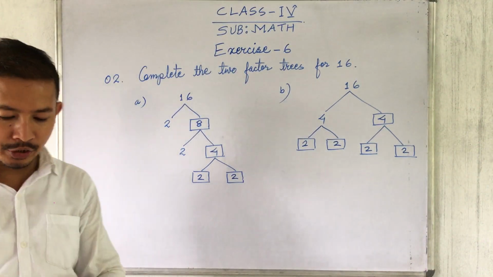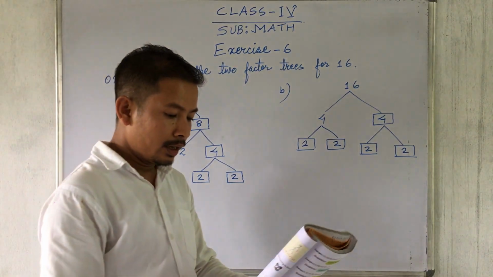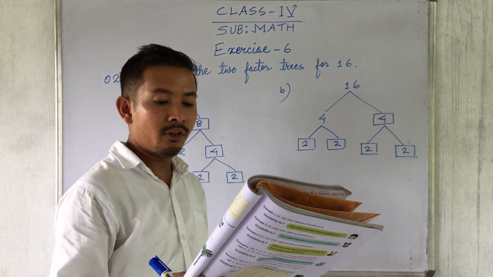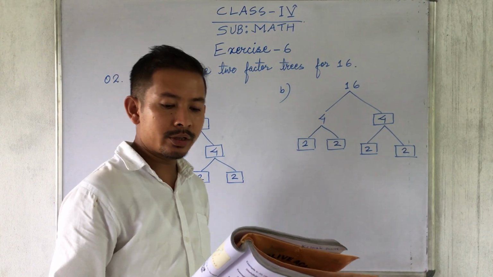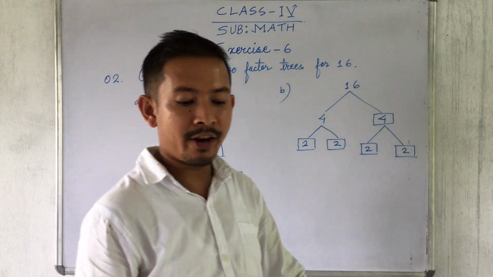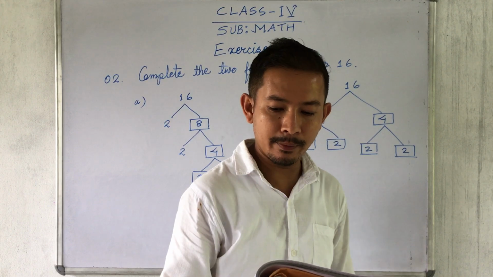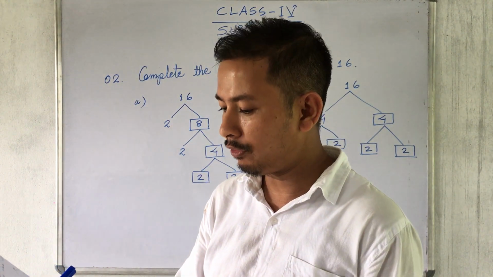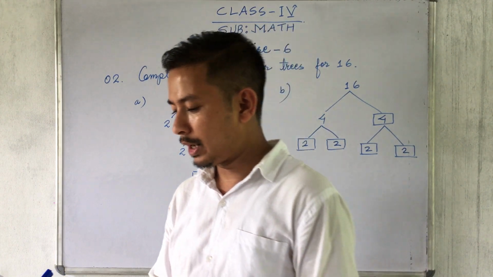Now I am doing question number 3 also. Question number 3: make factor tree for the following. In these questions we have to make the factor tree by ourselves. It is not given in the book. We have to make it by ourselves. Understood? Did you all understand?